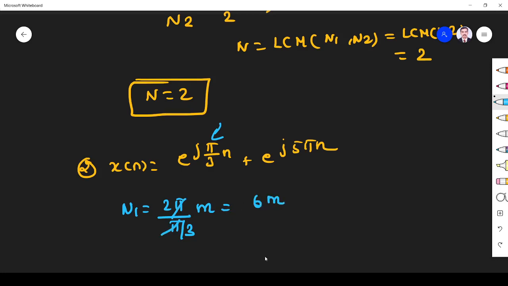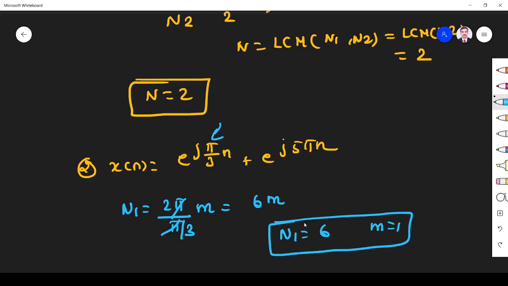So m is equal to 1 indicates n1 becomes 6. So it is an integer. M is also an integer; that we have to choose.